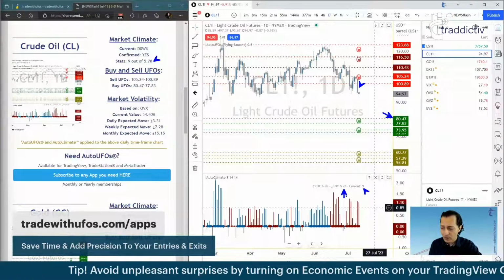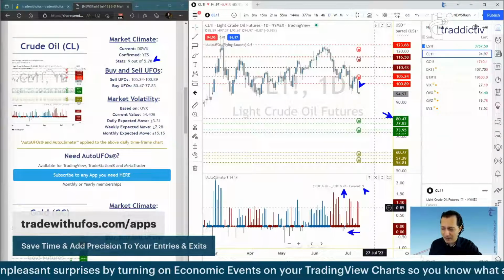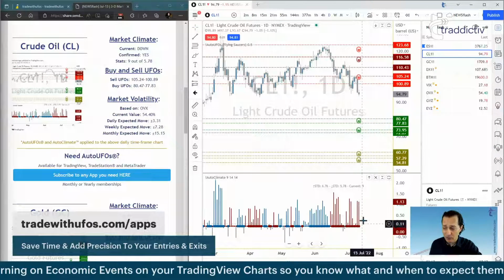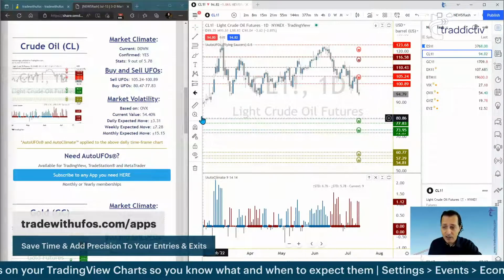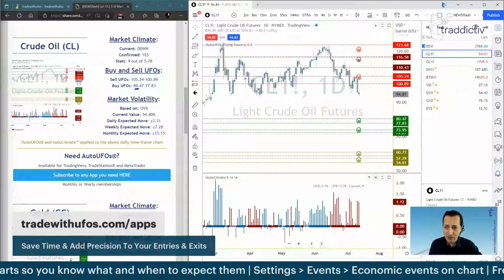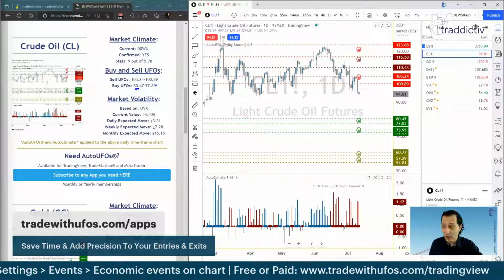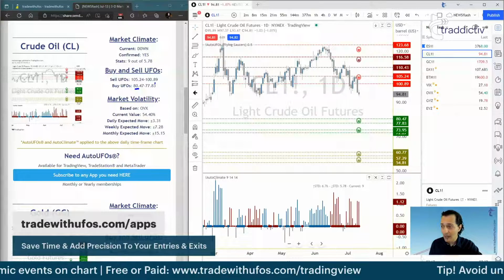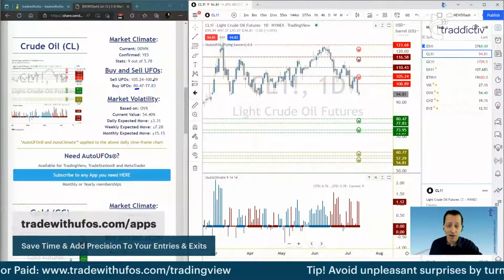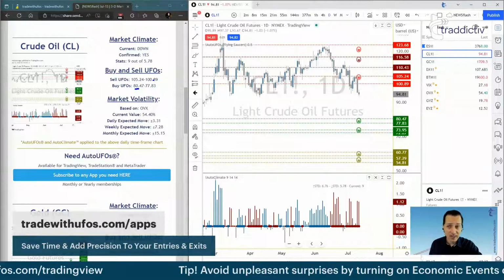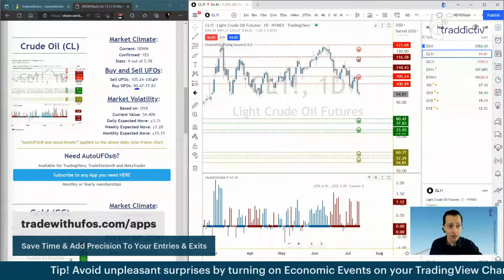It's that simple. So while the climate is very extended and you should expect a change of direction sooner than later, because we don't have buy orders in the system right now, only located at 80.47, which is much lower than the current price. So that's why crude oil is showing so far pretty powerful moves to the downside and not so much to the upside at all.